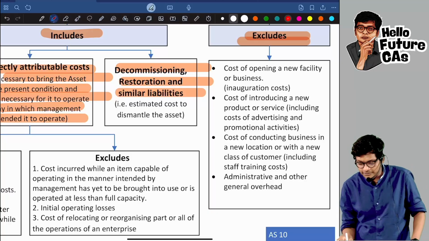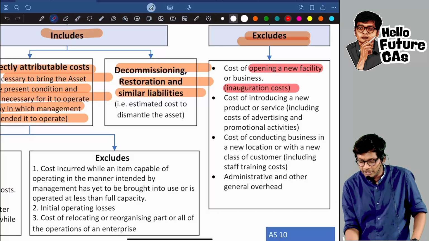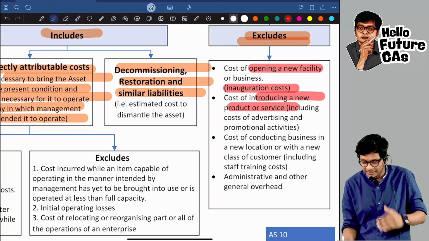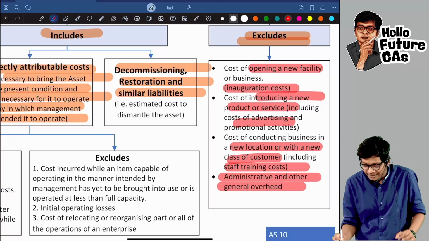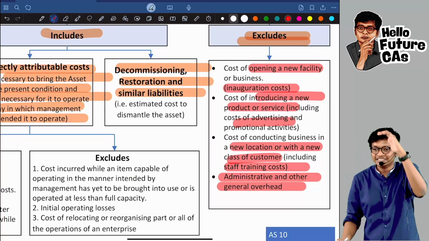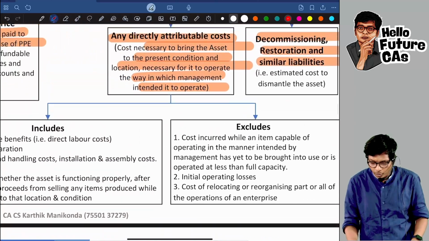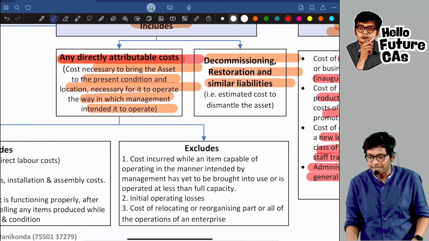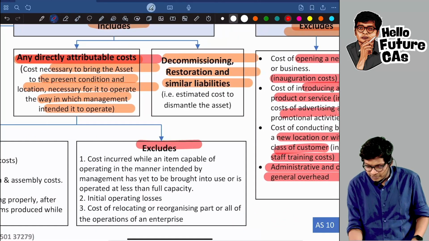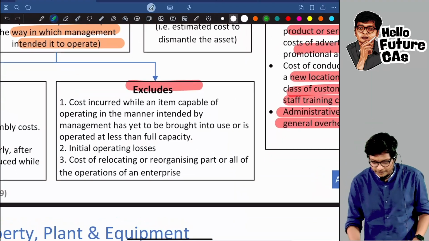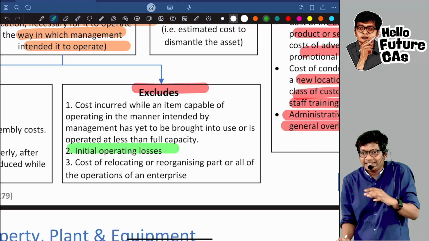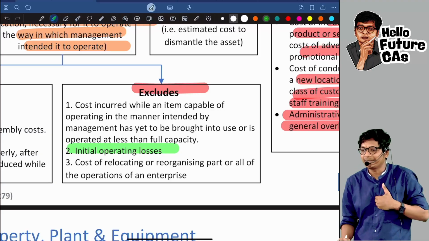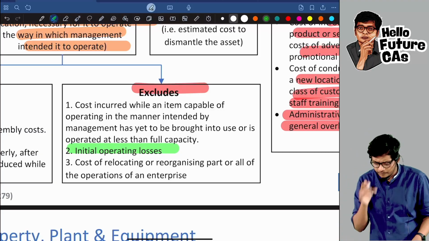So what are the exclusions? Opening a new facility, inauguration cost, introducing a new service, promotion, conducting business in a new location, staff training, admin and general overhead are not included. Just be aware of these points. One more list of exclusion under directly attributable, a secondary list of exclusion. Look at this: initial operating losses. I started business, I have initial loss. That cannot be capitalized. That's a loss. Are you following, guys?